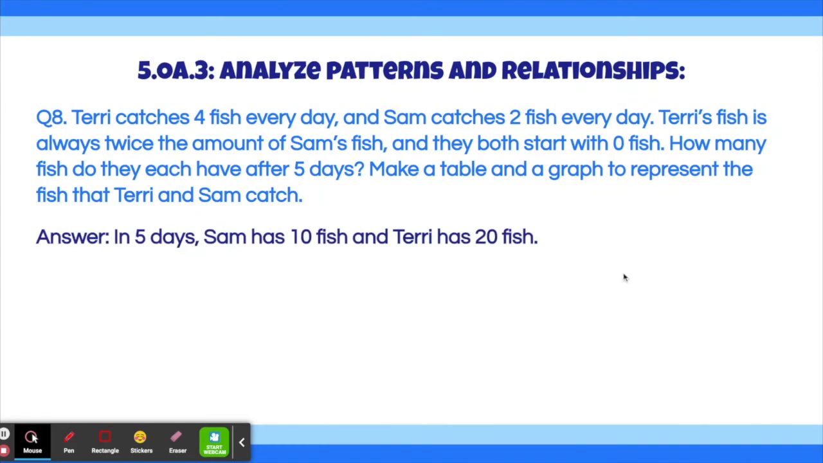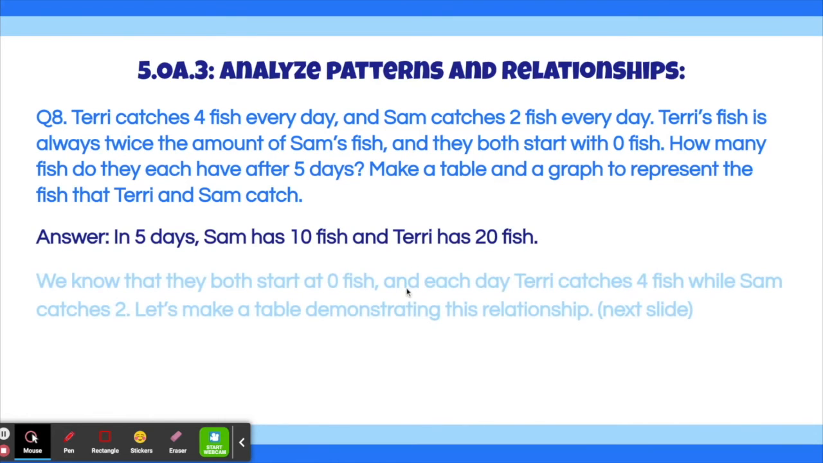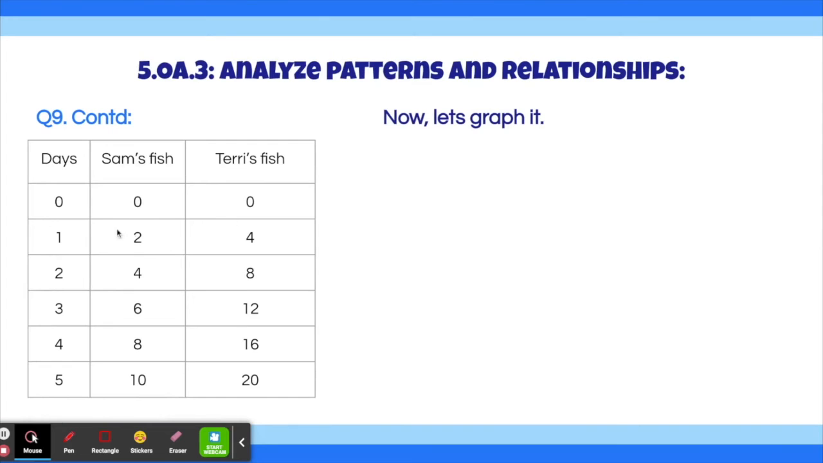Alright, so the answer to this problem is in 5 days, Sam has 10 fish and Terry has 20 fish. So we know that they both start at 0 fish. And each day, Terry catches 4 fish while Sam catches 2. So we can make a table demonstrating this relationship, which is right here. They both have 0 fish on day 0. On day 1, Sam catches 2 fish while Terry catches 4. Since Sam catches 2 every day, we just keep on adding 2, right? But since Terry catches 4 every day, you keep on adding 4 as the days continue.